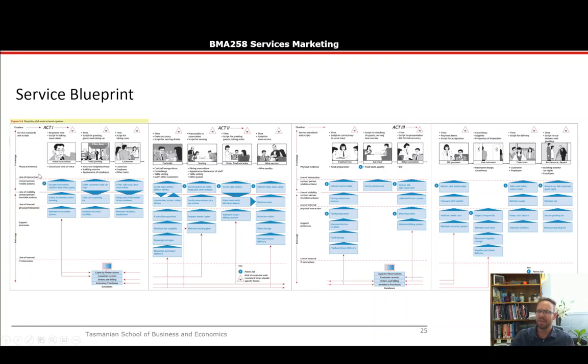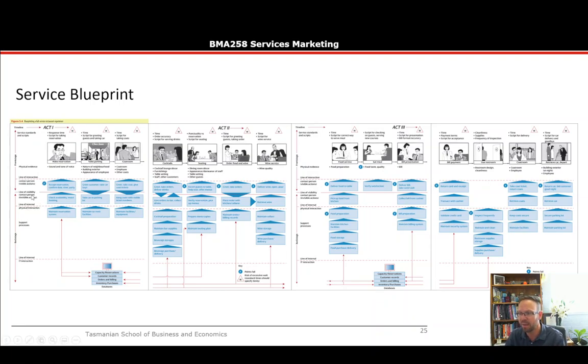The next line is a key line, so it should be a dark line. It's a bit thin here, but it's a very important line. That's the line of interaction. This is the difference between what the customer sees and what they don't. Oh no, that's the line of visibility. The line of interaction is the interaction between the customer and the staff, but the line of visibility is what they can see and what they can't see.